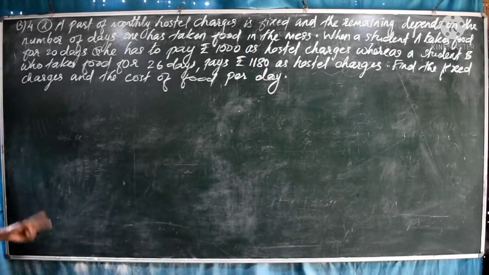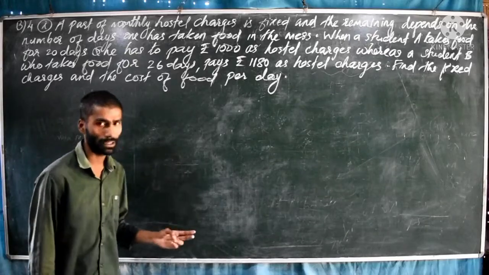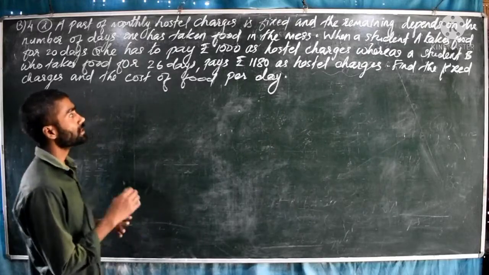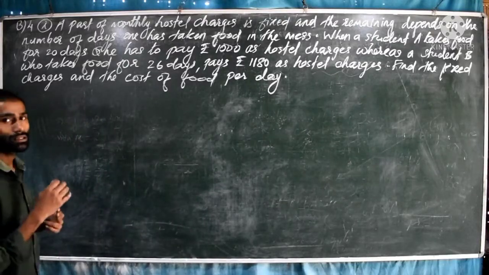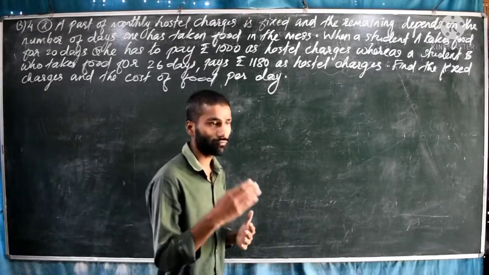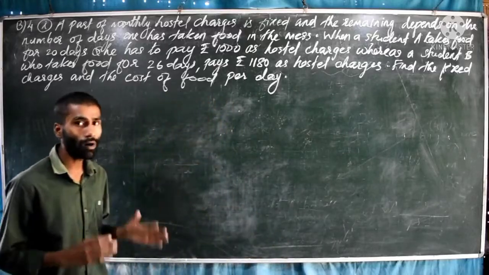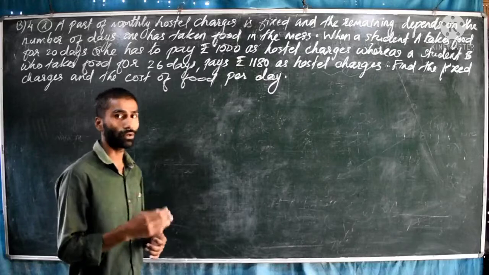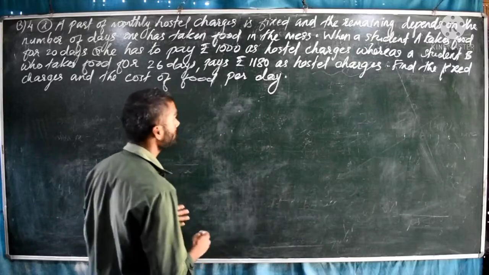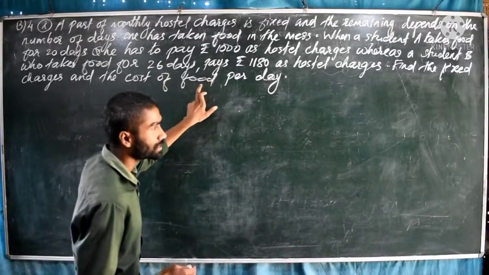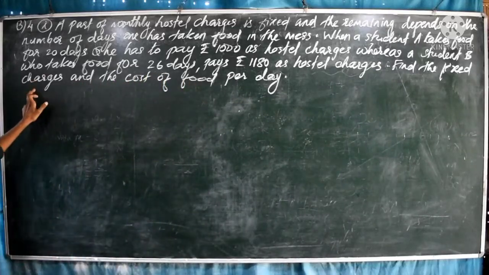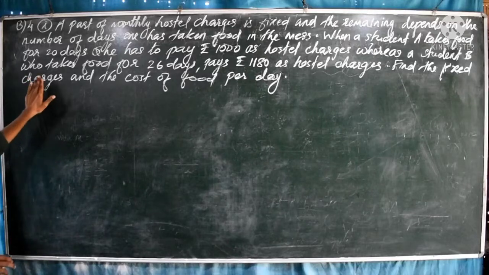Here it is said that two students are there, student A and student B. Both of them are staying in the hostel, and there they need to pay some fixed charges and the charges for food. Suppose they are staying in the hostel, like for admission they will have to pay a fixed charge, and the remaining amount they will have to pay according to the food, how many days they have taken the food in that hostel. That is the question asked. We are asked to find the charge of the food for one day and the fixed charge, that is the charge of staying there.